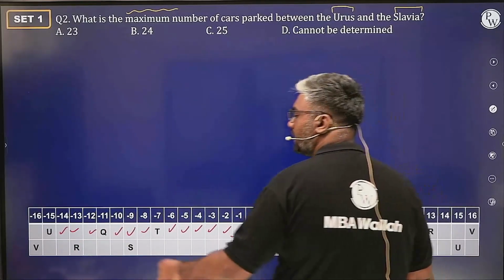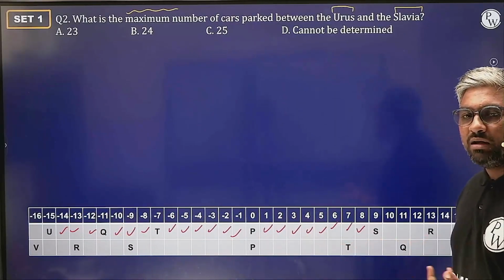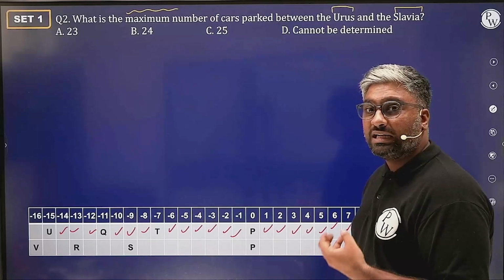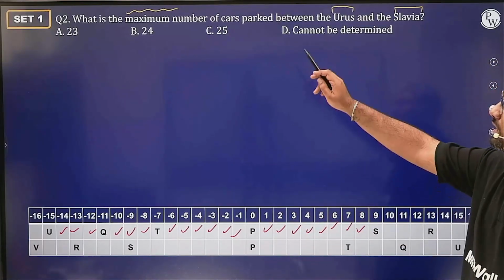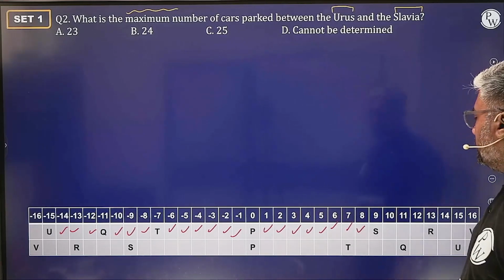वरना हम क्या कंसिडर करेंगे कि -14, -13, -12 ये सारे empty हैं. So if they are empty, it becomes more convenient for us to get the minimum number of cards. But क्योंकि यहाँ पे maximum पूछा है, we have to consider that they are full. So again, what do you do?